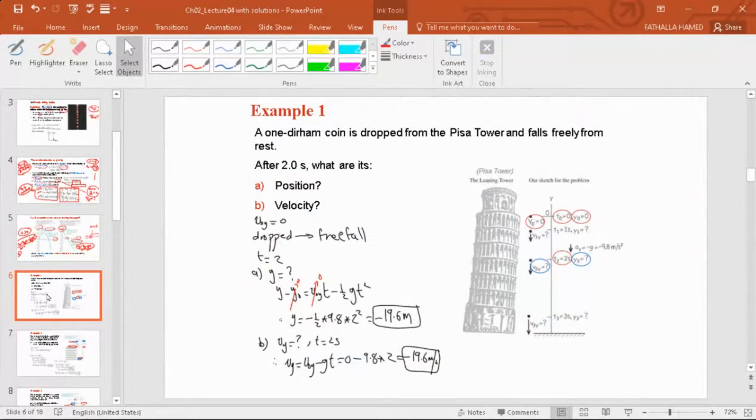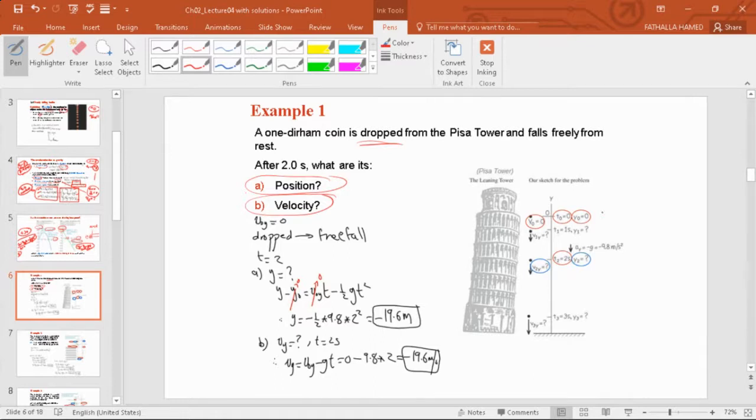Now, we have to apply these. So we're going to look at some examples. And the first example that we have here, it tells you that a 1 dirham coin is dropped from the Pisa Tower and falls freely from rest. So that's where you're basically dropping the dirham. Right away, when you drop something, your initial velocity is going to be 0. And they ask you here, find after 2 seconds, the position and the velocity.